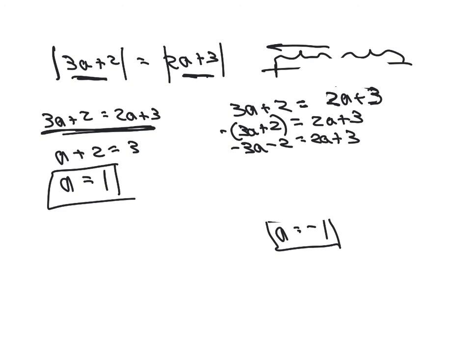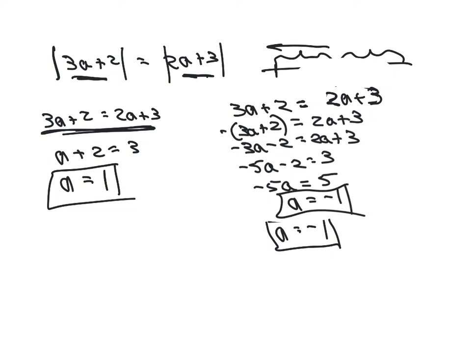Okay, so I'm going to subtract 2a, negative 5a, add 2, a equals negative 1. So notice I got the same answer. So it doesn't matter if you put the negative on the front or on the first one or the negative on the second one. You're going to end up with the same answer. So a is negative 1, and it's also 1. So that's example number 5.